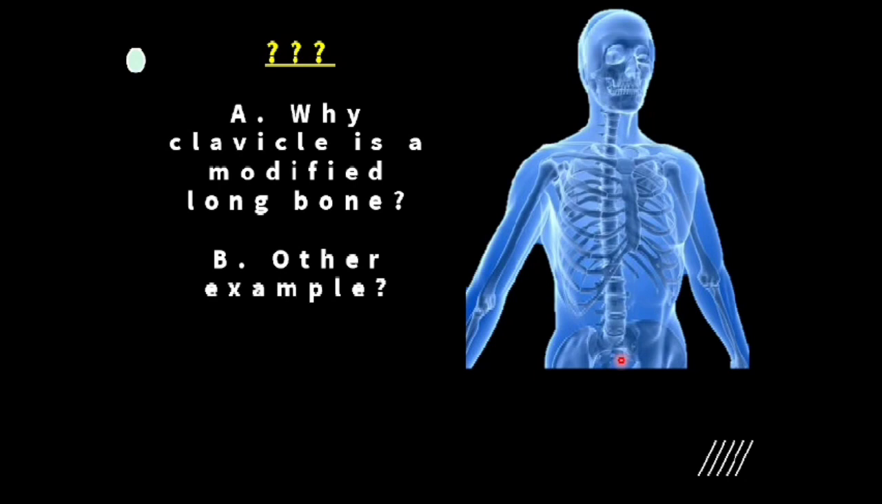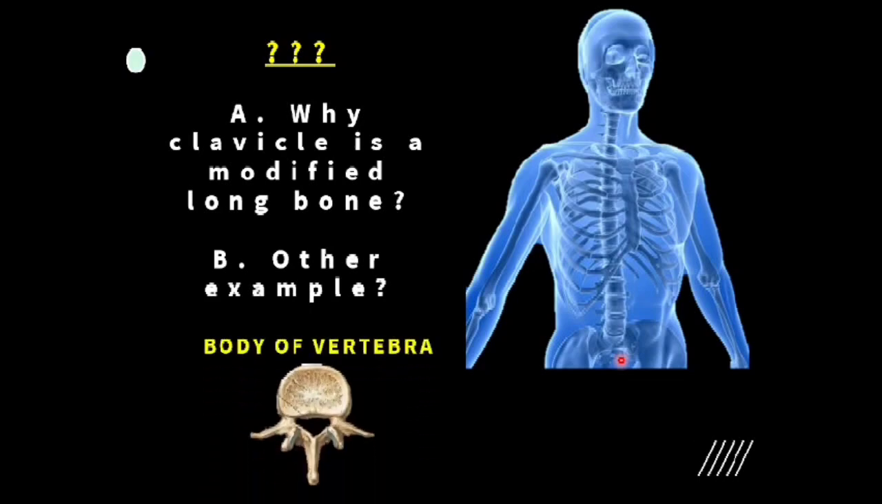At this point you have to remember two things. Why is the clavicle a modified long bone even if it is not fulfilling the criteria of a long bone? That is because functionally the clavicle is weight bearing and it transmits the weight of the upper limb to the axial bones. And you have to know one more example of a modified long bone, that is the body of vertebra, and that is also due to the same reason, that is it helps in the weight transmission.